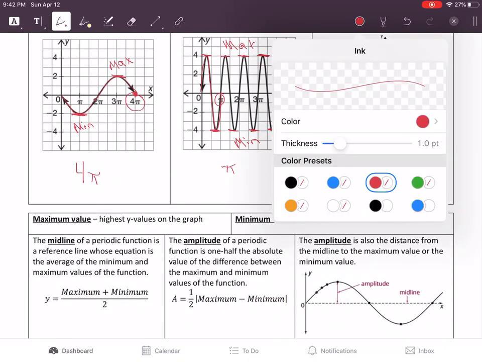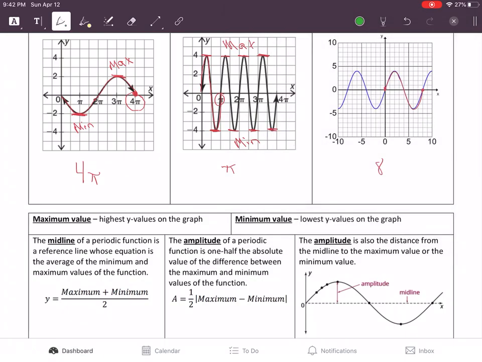There's another thing called the midline. The midline is directly between the max and the min. It's cutting the graph in half on a horizontal plane. Okay. So you can see that between the max and that green line is 2. Between the minimum and the green line is also 2. All right. For a base function, the midline is going to be on the x-axis. Okay, if you have a vertical shift on your graph, that midline can change.